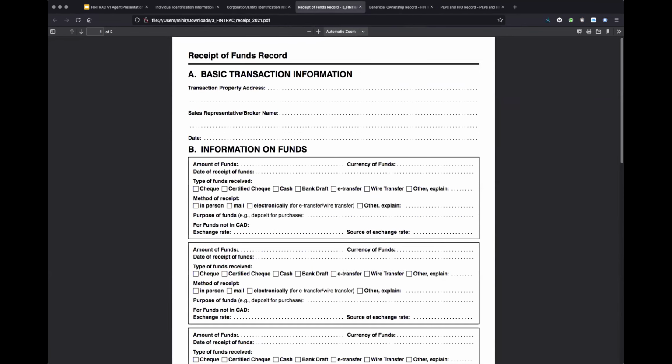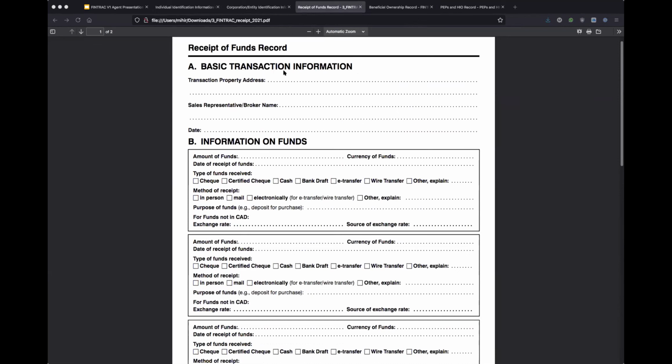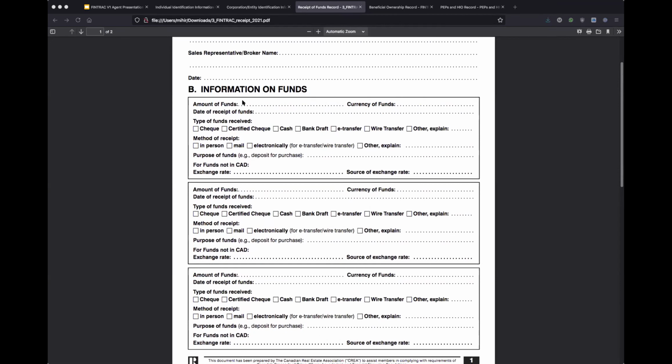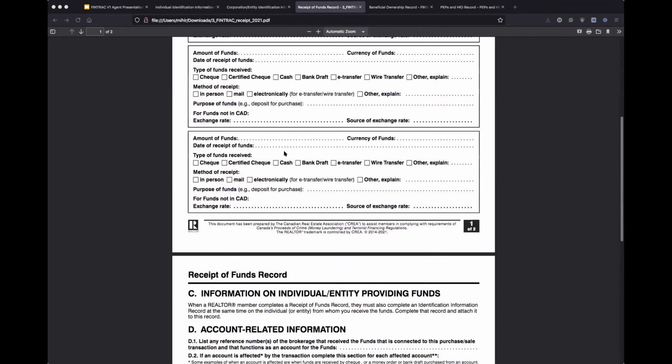One thing I did not touch on, and I'm going to touch on now, is the receipt of funds record. Anytime you are involved in a purchase or sale transaction, the receipt of funds record must be completed. It's just basic information like transaction property address, sales rep, broker name, the date of the transaction, and the information on the funds. This is all very easy to do. I'm not going to go into it in detail.